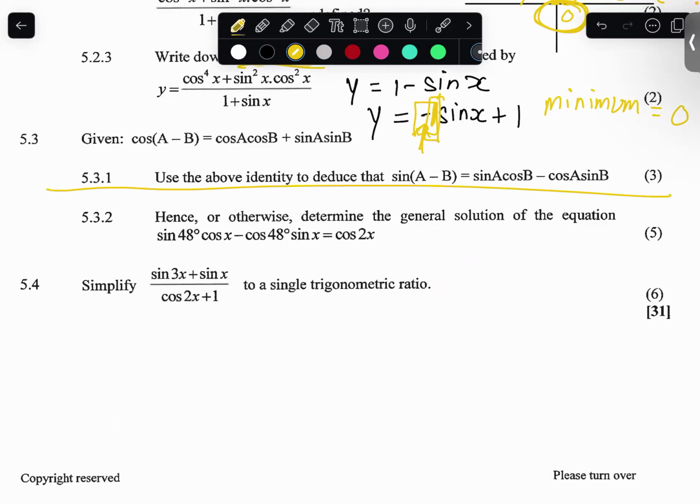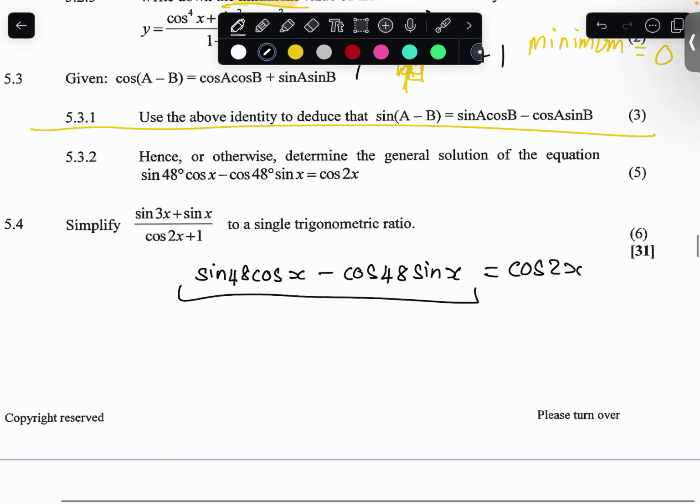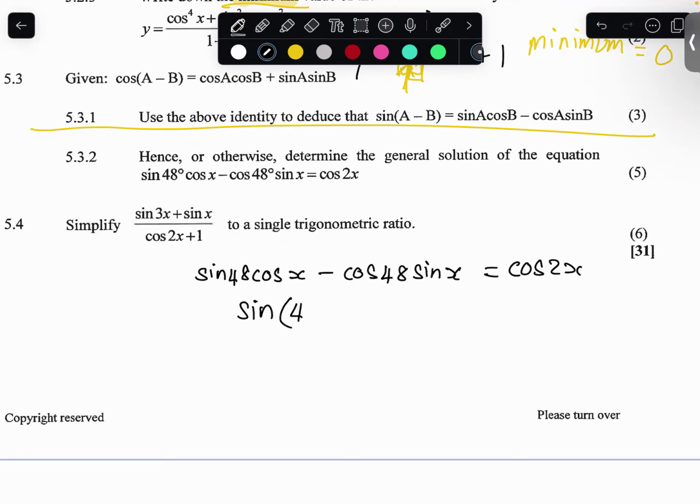Hence or otherwise determine the general solution of the equation. Okay, so simple enough. We have sine 48 cos x minus cos 48 sine x is equal to cos 2x. At this point, I need to reduce this. It's the sine compound angle, right? So we're going sine (48 minus x) is equal to cos 2x.